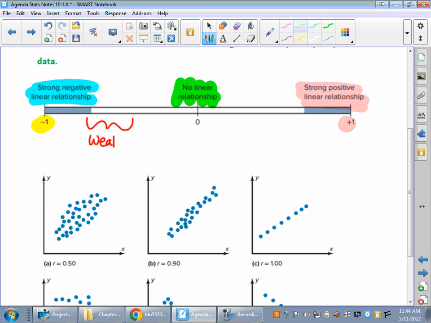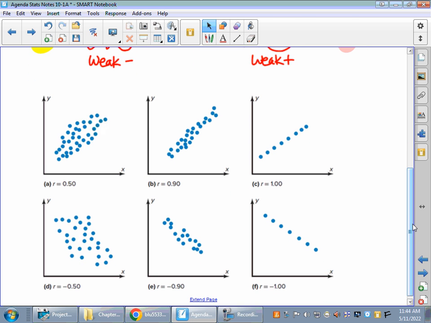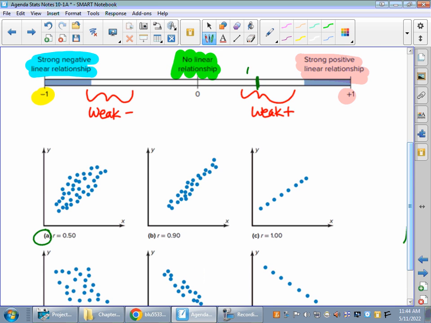So this would be a weak negative. This would be a weak positive. And then we've got that no real relationship in there. So I've got a couple examples down here just so you can see what I'm talking about. So letter A, R is equal to 0.5. So halfway, right? So about right here, 0.5. So it's kind of a weak relationship. You can definitely see the positive tendency to it. It's got potential, but the dots are pretty scattered far and wide.